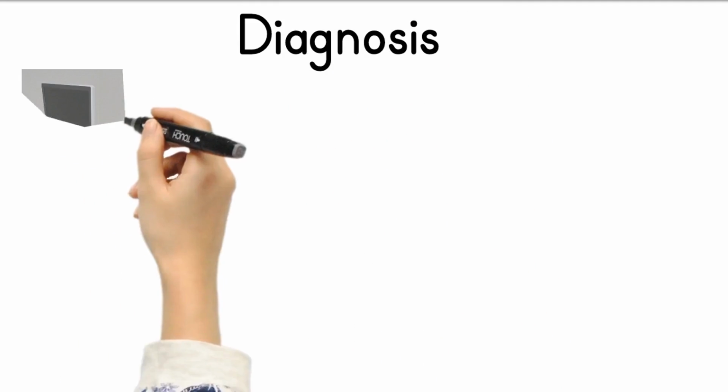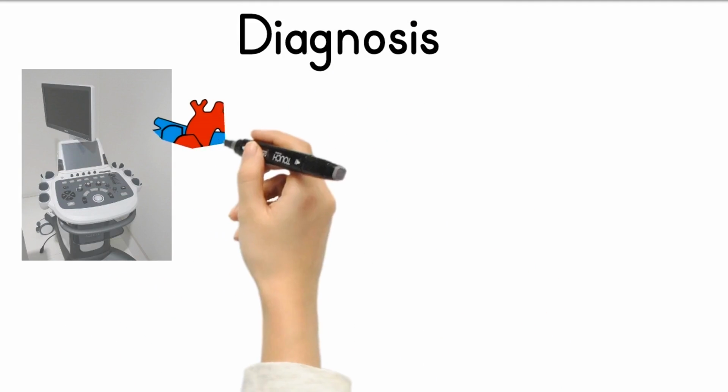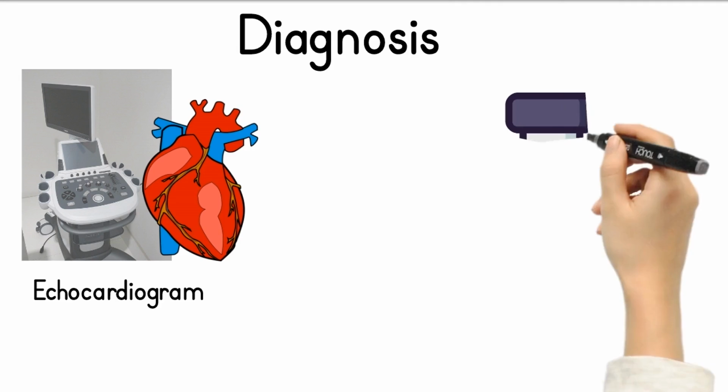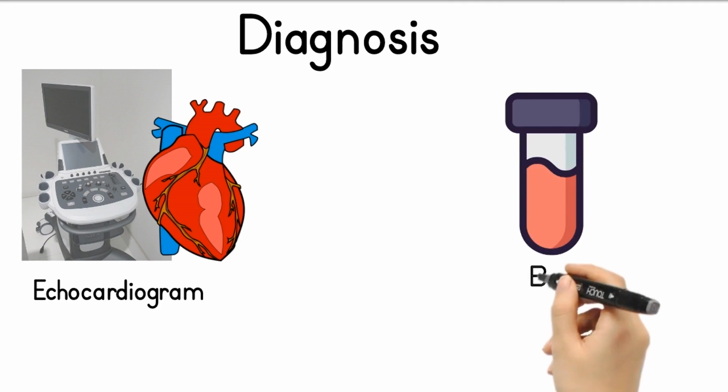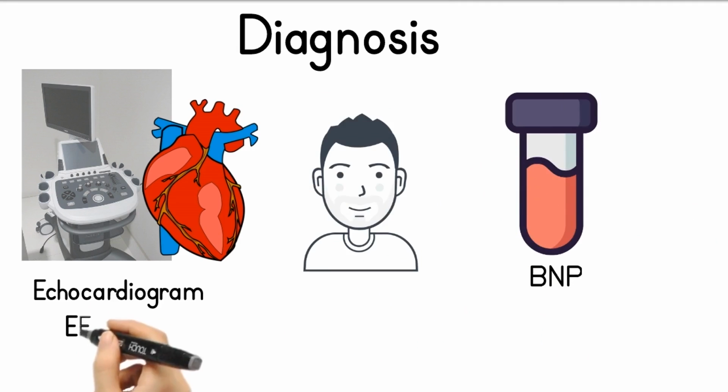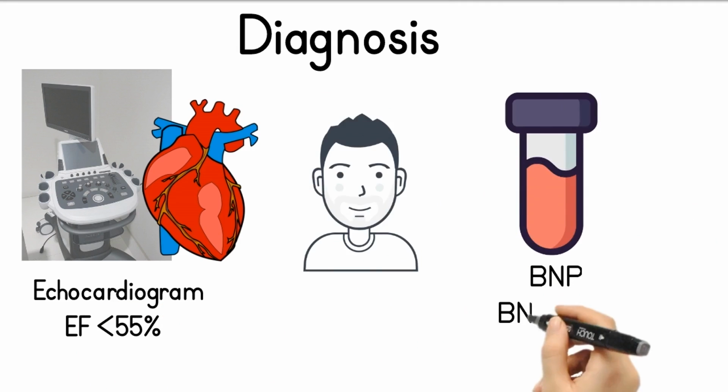Diagnosis. The most common way to diagnose heart failure is via an echocardiogram, or echo. This ultrasound of the heart reveals the ejection fraction, and an EF of less than 55% can indicate heart failure and also determines the severity of heart failure stage. For example, an EF of 65% reveals that 65% of the blood in the left ventricle is pumped out to the body.